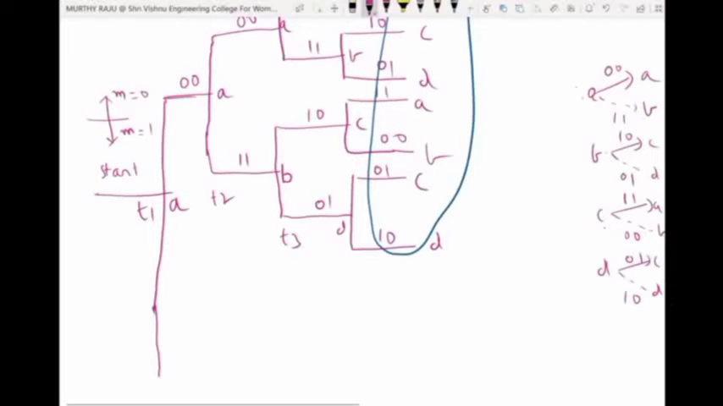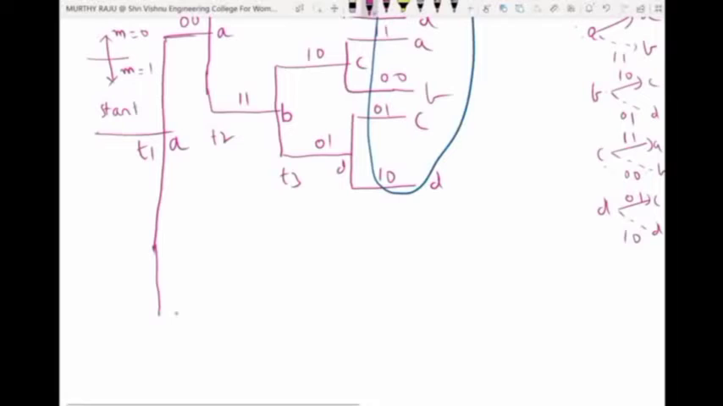In a similar way, downward direction. This one is B, with output 1 1. Here, B to C and B to D. B to C is 1 0. B to D is 0 1.